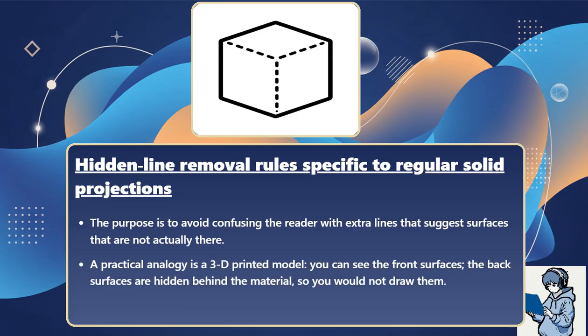A practical analogy is a 3D printed model. You can see the front surfaces. The back surfaces are hidden behind the material, so you would not draw them.